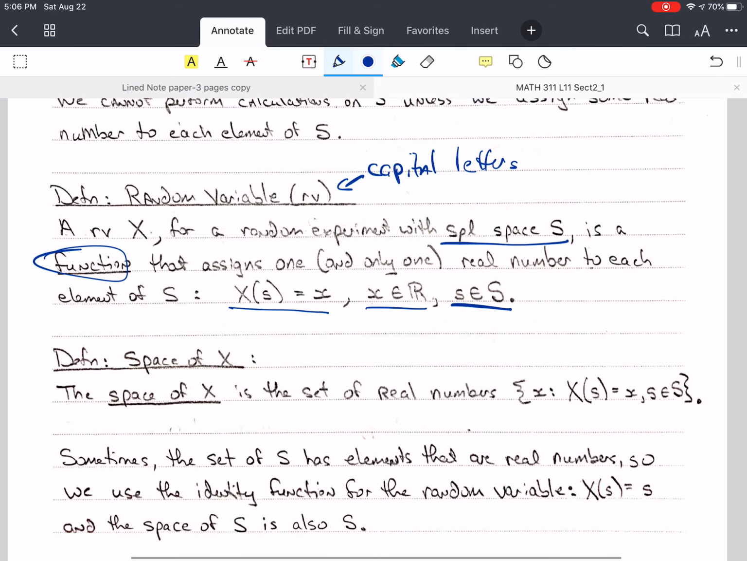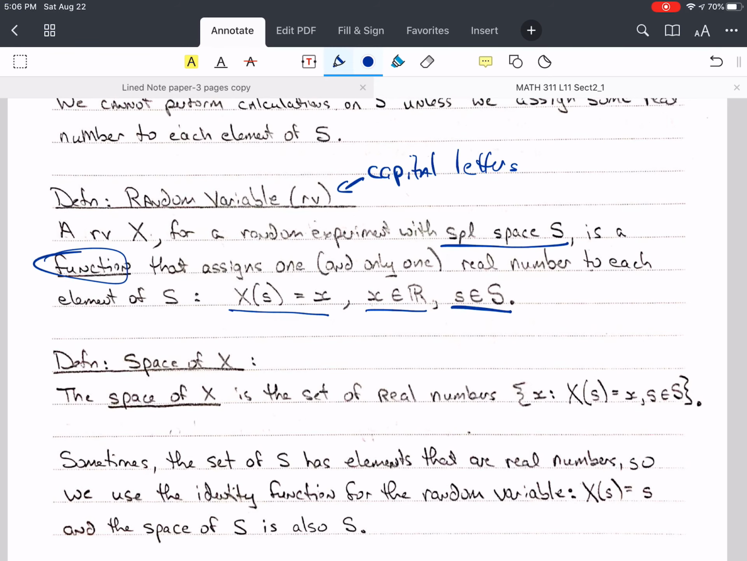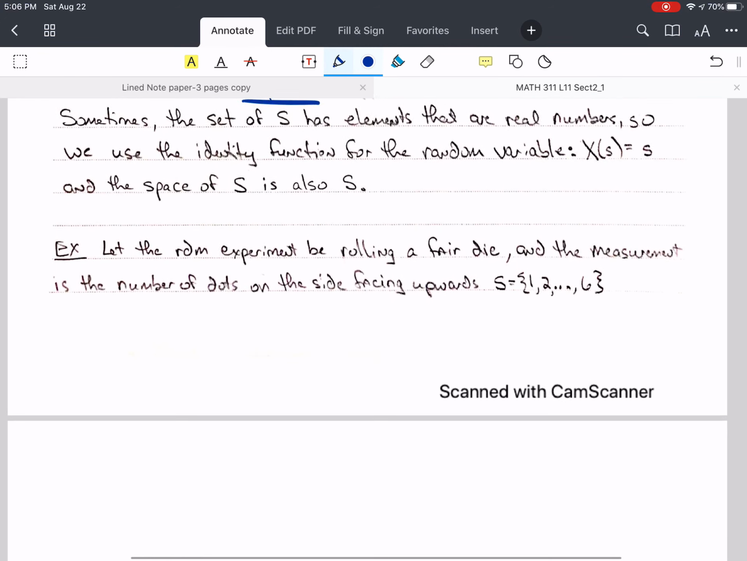Okay, so I also want to define the space of X. It's the set of real numbers x such that X of s equals x, where s is an element of S. This is also called the support of X. So support is synonymous with space. You'll see both used, and that's the way a lot of things are, right? We have more than one word to define something.